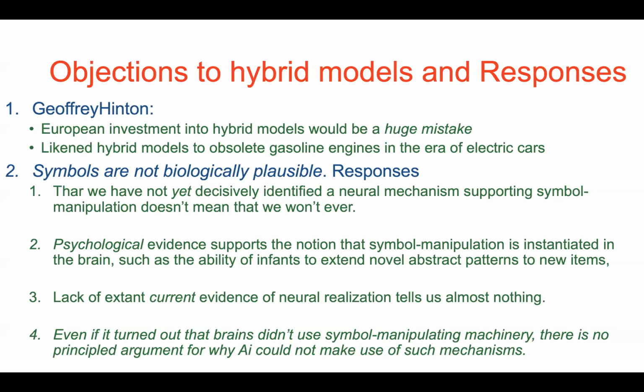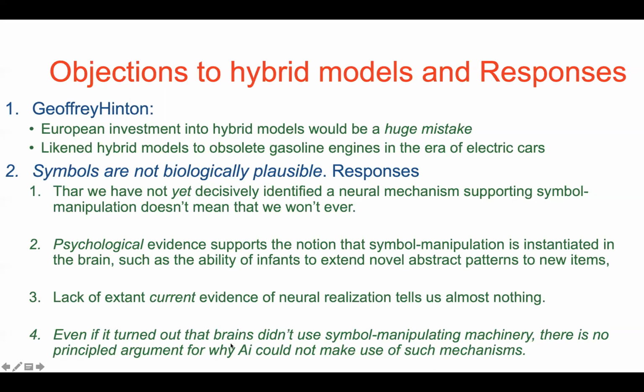Psychological evidence supports the notion that symbol manipulation happens in the brain, such as the ability of infants to extend novel abstract patterns. Even infants can extract novel patterns and have a level of abstraction from something they've observed to something more general. And there is a lack of current evidence of neural generalization. So neural evidence tells us nothing about what might be possible.